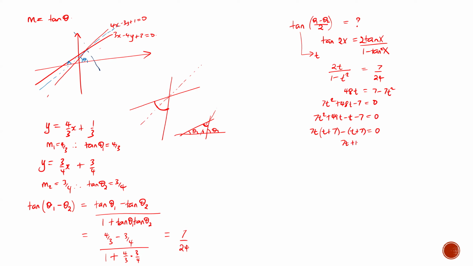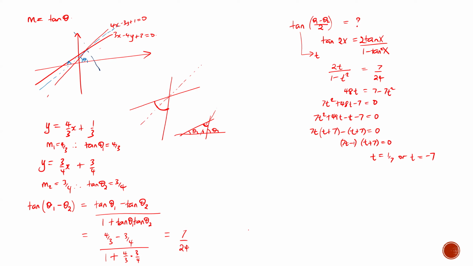So 7t minus 1 into t plus 7 is equal to 0. So t is either equal to a 7th or t is equal to negative 7. But let's be careful, right?